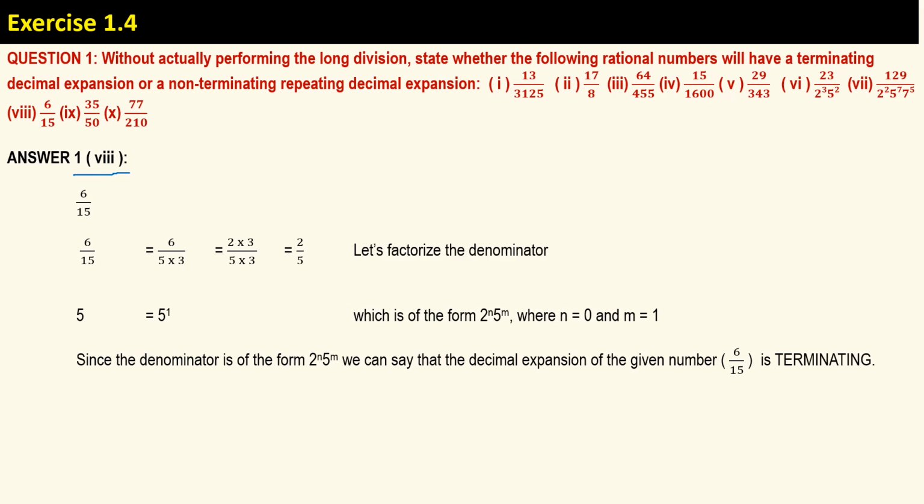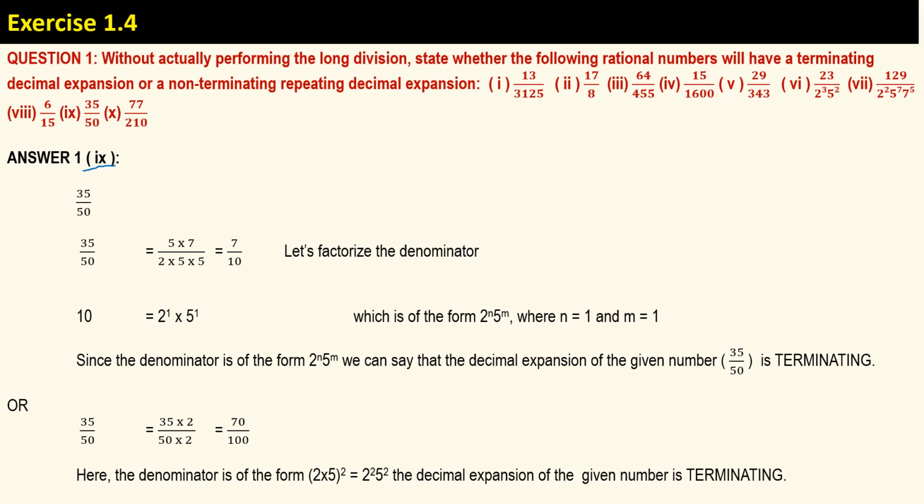Question 1, part 8. The given number is 6 divided by 15. We have 6 divided by 15 is equal to 6 divided by 5 multiplied by 3, and then we can write it also as 2 multiplied by 3 divided by 5 multiplied by 3, which is equal to 2 divided by 5. If we focus only on the denominator, which is 5, it is of the format 2 raised to power n, 5 raised to power m, where n is equal to 0 and m is equal to 1. Therefore we can say that the decimal expansion of the given number 6 divided by 15 is terminating.